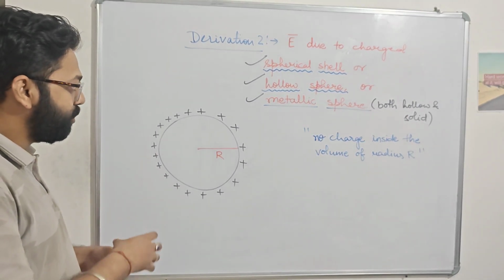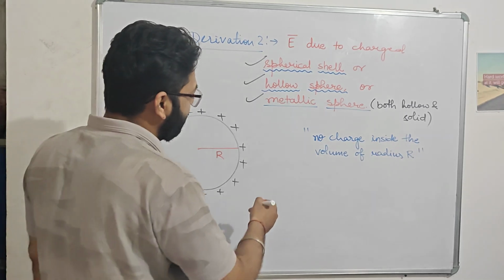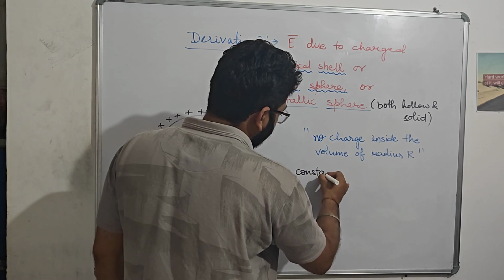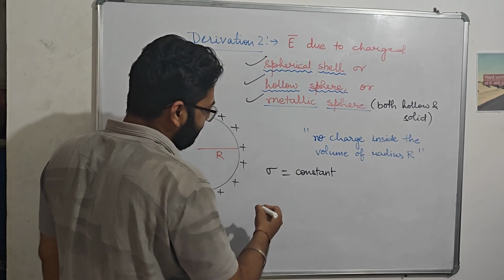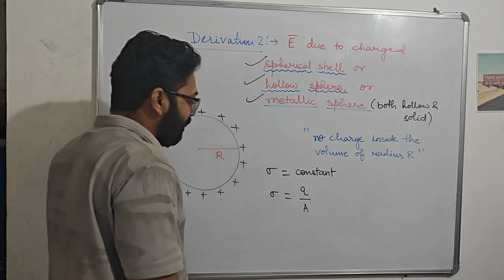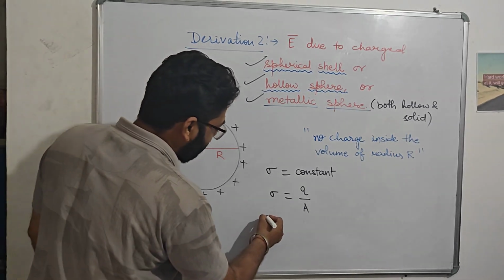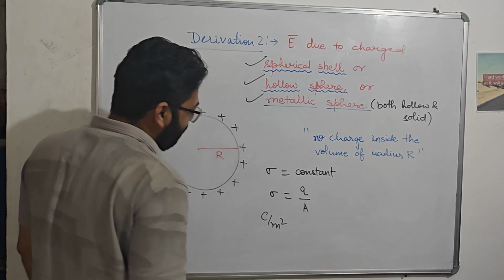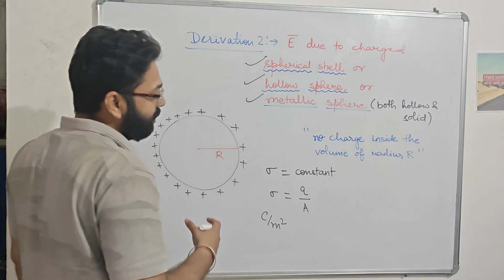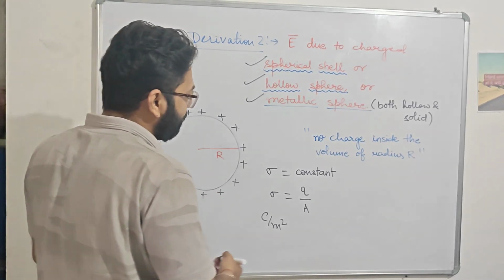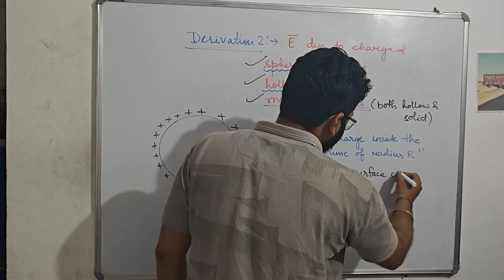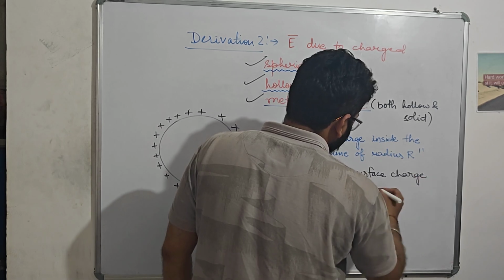Let us consider that the surface charge density sigma is equal to a constant. Sigma is the surface charge density, and sigma can be written as charge upon area. The SI unit of sigma is coulomb per meter square. This sigma represents surface charge density.